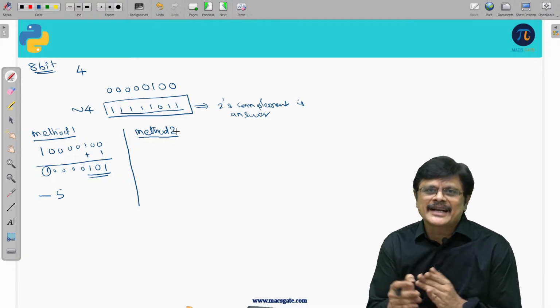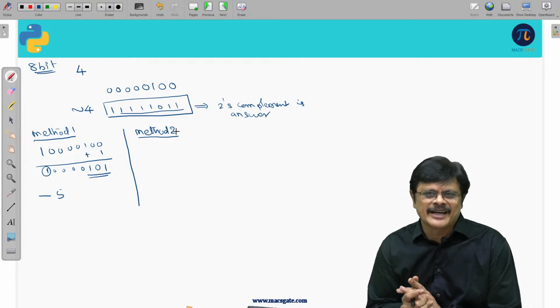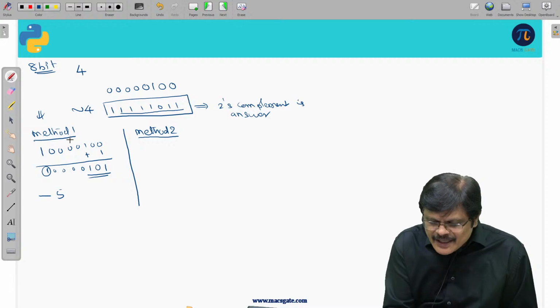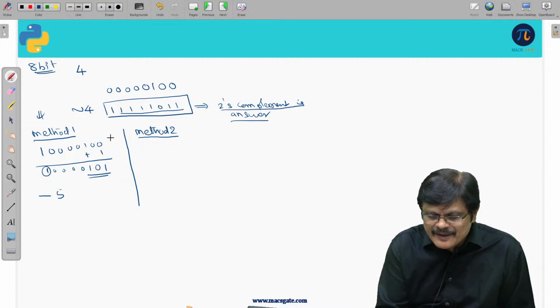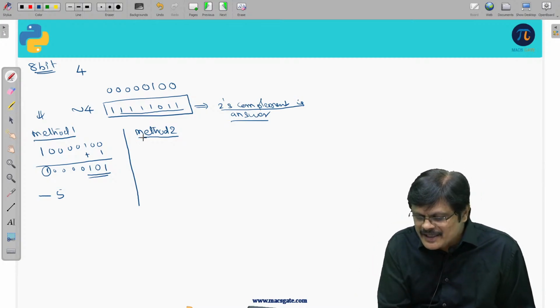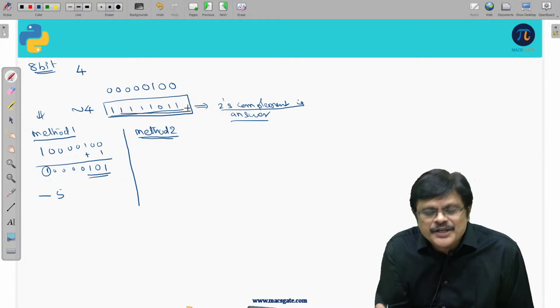See, method 2 is used when you are doing it manually; you can use method 2 or method 3, my dear friends. But internally, if you want to understand, you need to take method 1, because how do we find the 2's complement? Take the 1's complement, then add 1 to it. That is how we get the 2's complement. In method 2, what we do is take this representation directly.